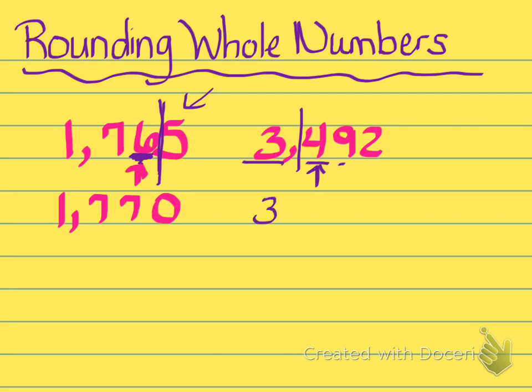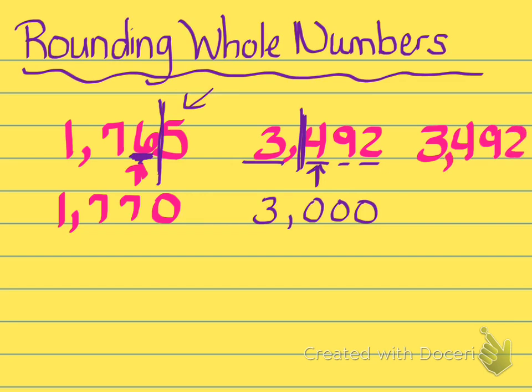Now, all these numbers that come after my back door, they're in line waiting. They just turn into zeros. So your 3,492 turned into a 3,000. All right, so I want to take the same number again. So rewrite 3,492. This time, I want us to round it to the nearest 100.